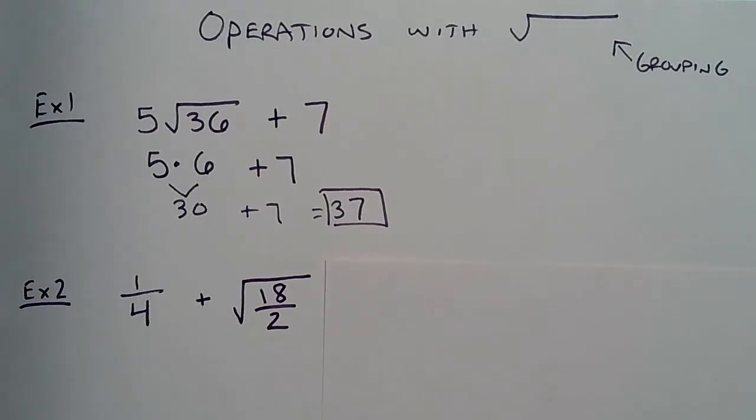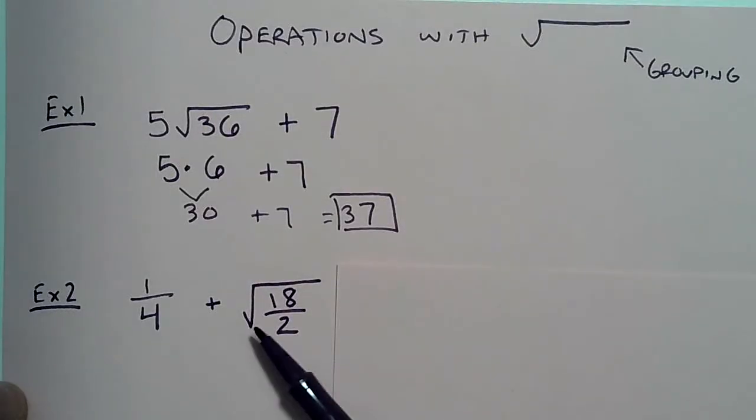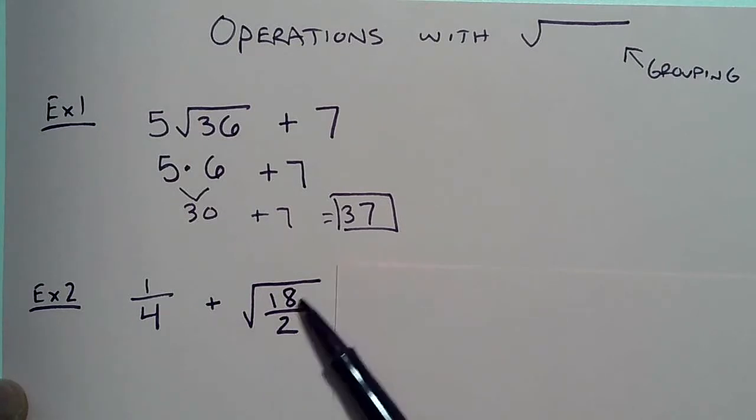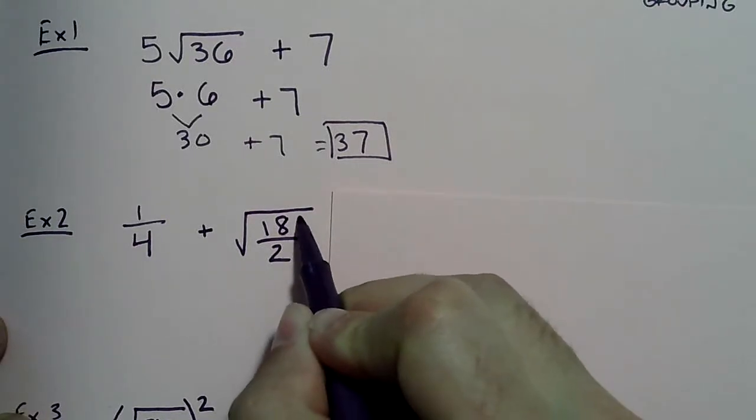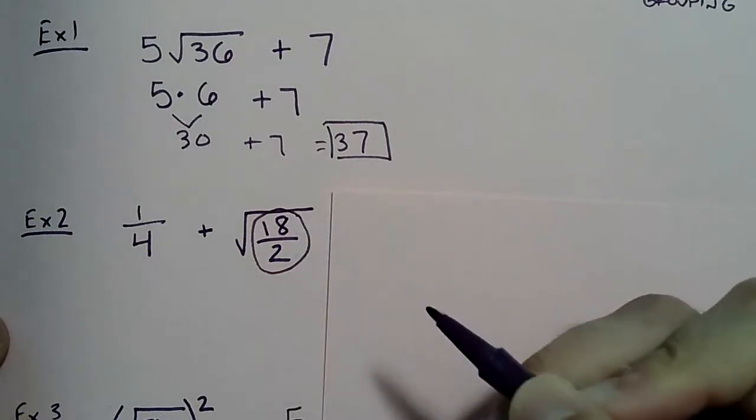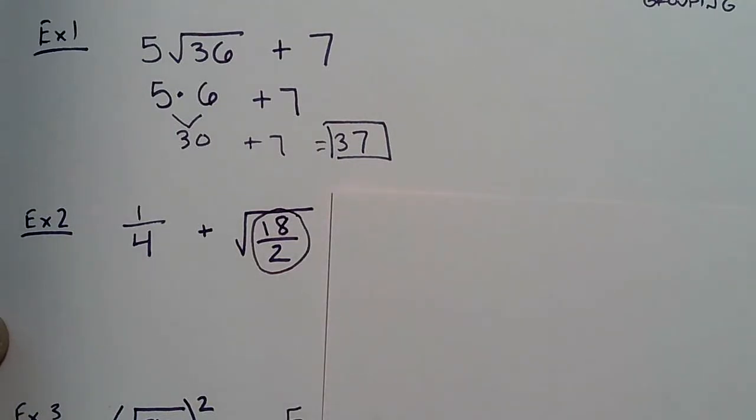Example 2, 1/4 plus the square root of 18 halves. All right, so in the last video, we talked about if we have the square root of a fraction, we square root the numerator, square root the denominator, and we leave our fraction. In this case, 18 and 2 are not perfect squares, so they're not easy to find that square root off the top of our head. But if you notice, what if I evaluate the inside first?